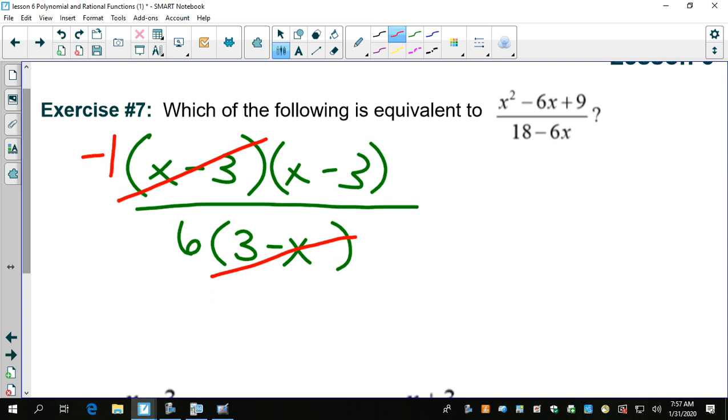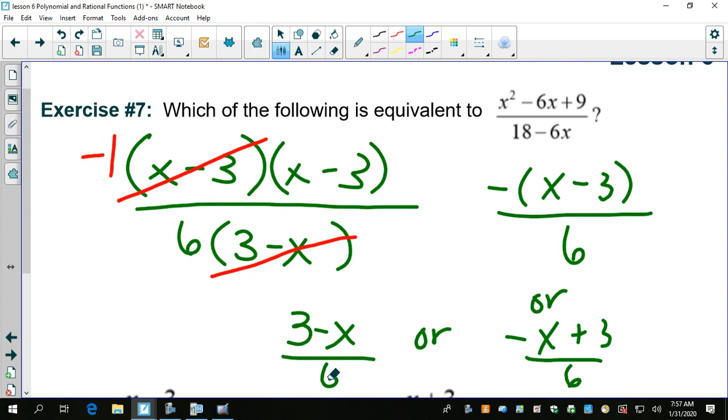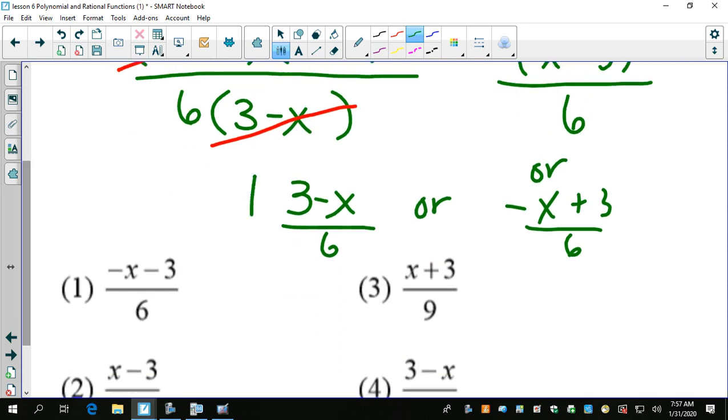And now look, you have a decision. You have negative x minus 3 over 6. That's fine to leave it like this, or what else could you do? Negative x plus 3 over 6, right? Or you can flip-flop that, which a lot of times they do: 3 minus x over 6. Now, I don't even know which answer is there. 4. Okay, so they went here.